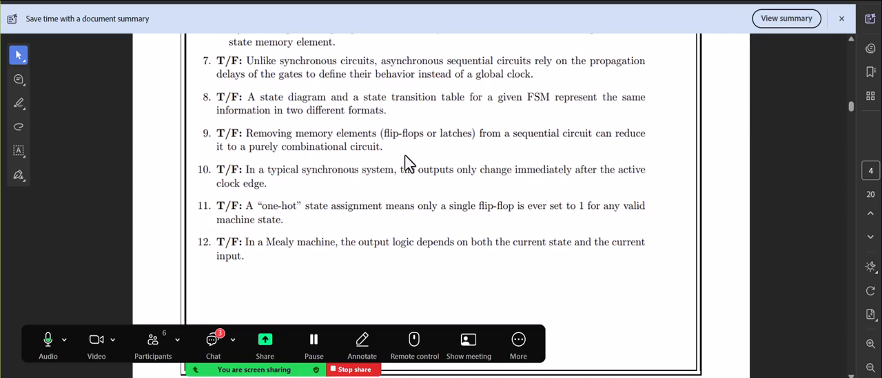Removing memory elements, flip-flops, or latches from a sequential circuit can reduce it to a purely combinational circuit.